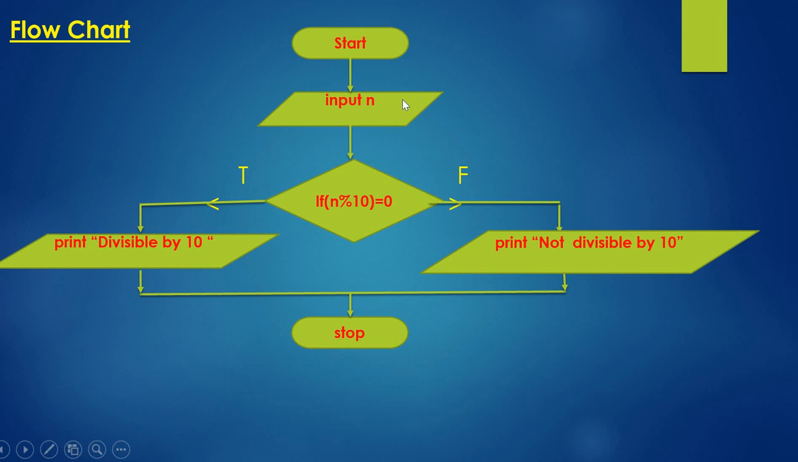Then how to draw the flowchart? Start, input n. What is the condition we need to check? N mod 10 equal to 0. True means it is divisible by 10. False means it is not divisible by 10. Print statement in a parallelogram. After that, stop. This is the flowchart to check whether the number is divisible by 10 or not. One number is divisible by 10 means that number is a multiple of 10, or when we divide that number by 10, we get the remainder 0.